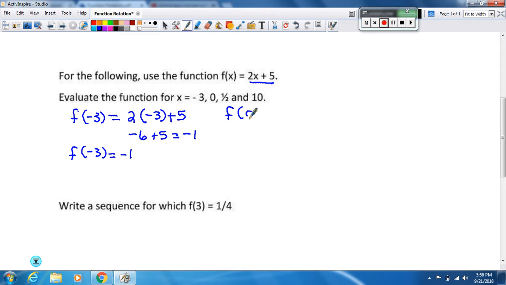Now f of 0, you do the same thing. You use the same part of the equation. You plug 0 in for x. So 2 times 0 plus 5. 2 times 0 is 0 plus 5 equals 5. So f of 0 is 5.